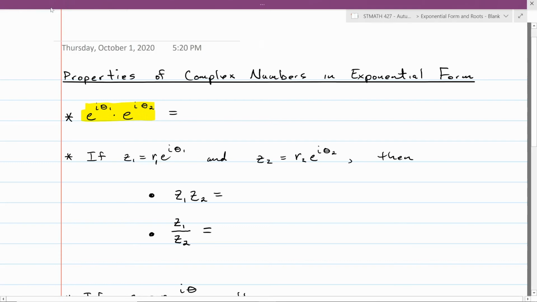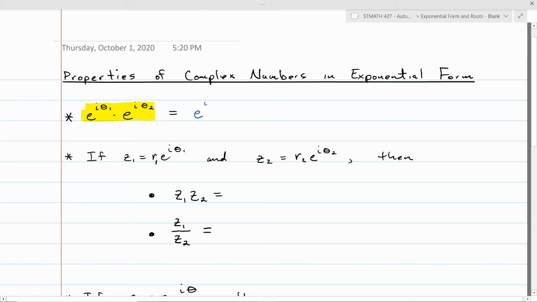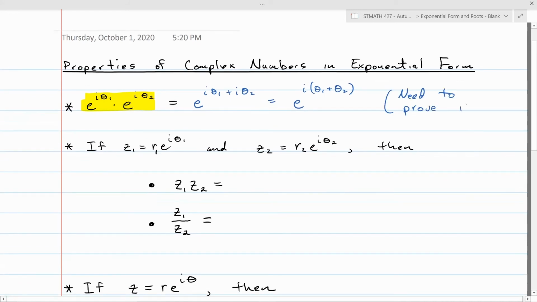Well, the way you did these things with real numbers is you just added the exponents. And that's exactly how we'll do it now. It works out to be e to the i theta 1 plus i times theta 2, which you can simplify by factoring out the i as e to the i times (theta 1 plus theta 2). This is something we would need to verify, but we can. It's not hard to prove.